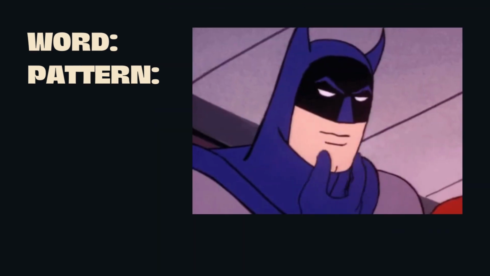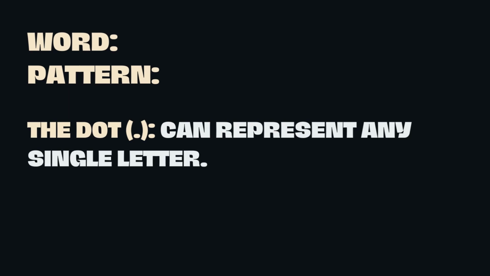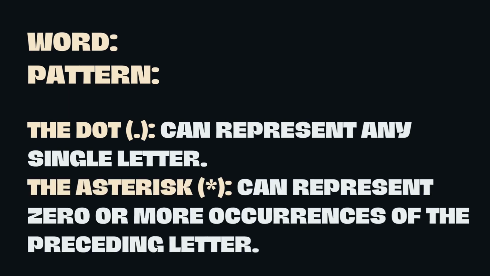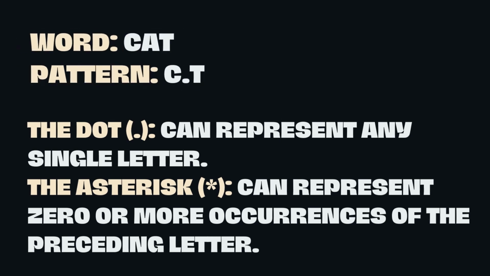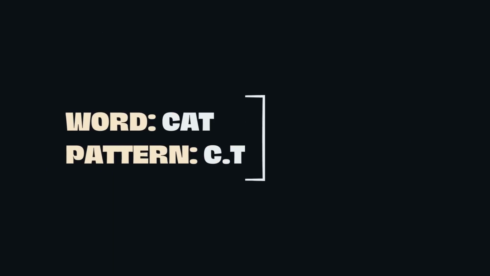Imagine you have two strings. Let's call them word and pattern. The goal is to check if the word matches the pattern according to some special rules. In our special rules, there are two special characters: the dot, which can represent any single letter, and the asterisk, which can represent 0 or more occurrences of the preceding letter. For example, let's say the word is cat, and the pattern is c.t. In this case, the dot in the pattern can match any letter, so the word cat matches the pattern c.t.